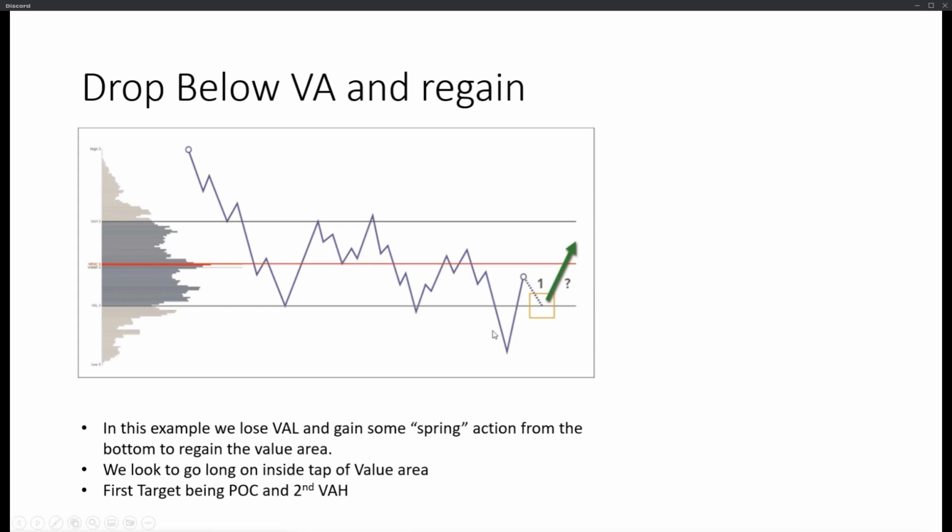But in this scenario here, you drop below the value area, you come back inside, and you come back for the retest. That's telling you a lot. That's telling you that the value area here is being accepted, and the first target is POC, second value area high. Does this make sense? Yes. Okay.